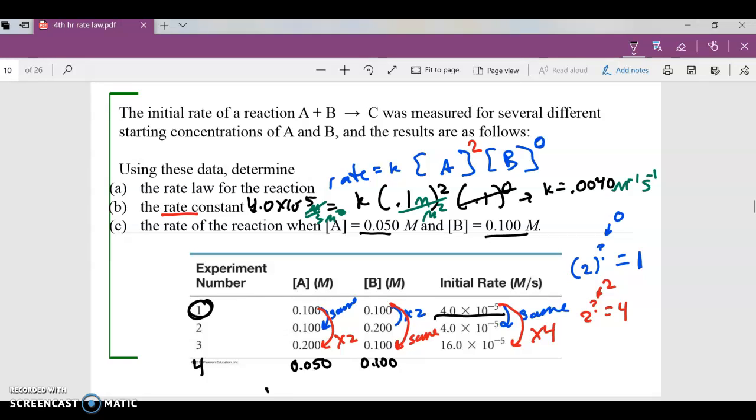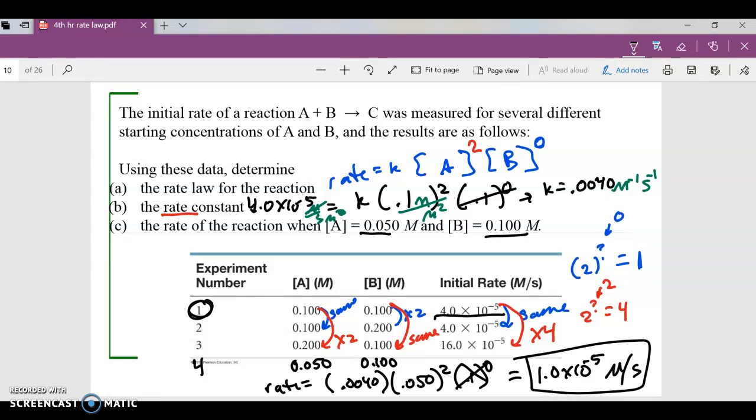Here I'm just going to plug in my numbers. Rate equals my K, 0.0040, times my A, which is 0.05 squared, times my B, but it's to the 0 power, so again, I really don't even need to do that. And I'll find the rate of the reaction, if I choose to use these ones, is 1.0 times 10 to the negative 5 molarity per second. There you are.